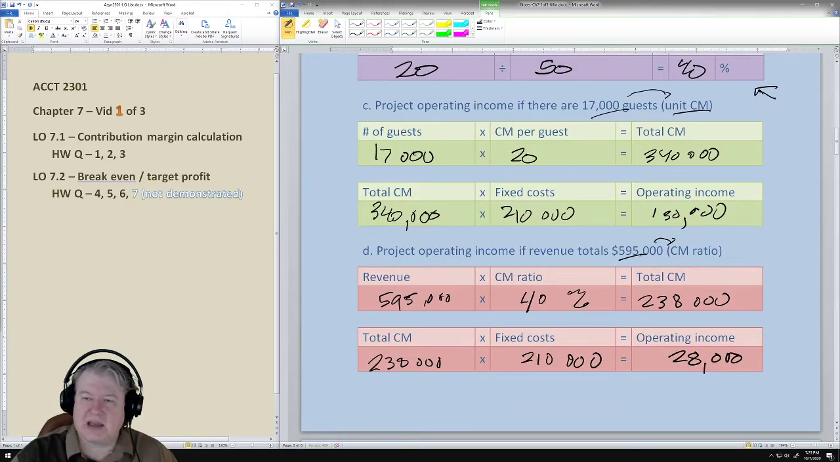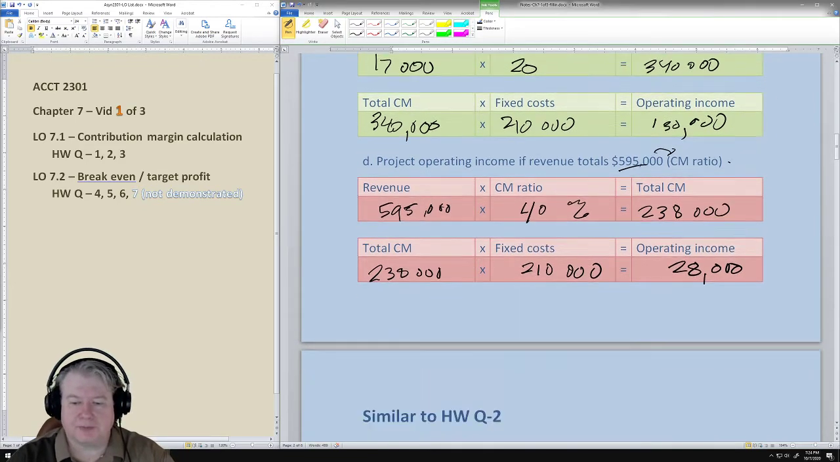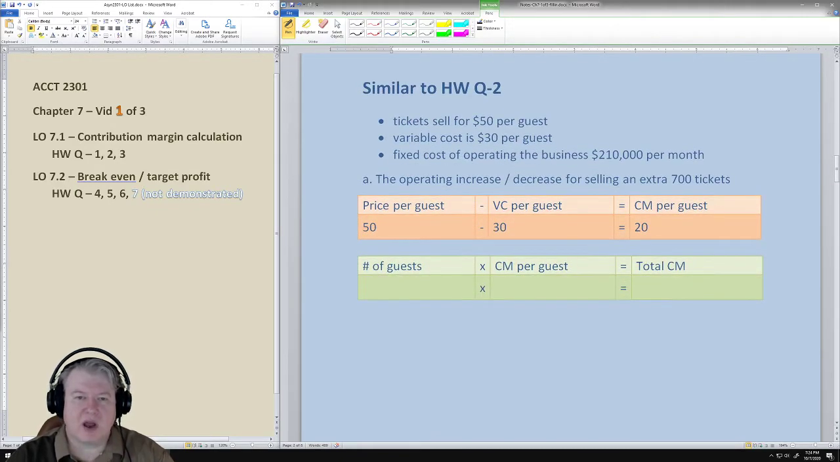So you can see we're looking at 2 different ways. Your boss could come in and say, I'm thinking we're going to get this many guests, or we're going to sell this many units, and you could figure out what's the operating income. Or the sales department could say, we're projecting X amount of sales. What's going to be our operating income? And you could still figure it out. So let's move on to question number 2.